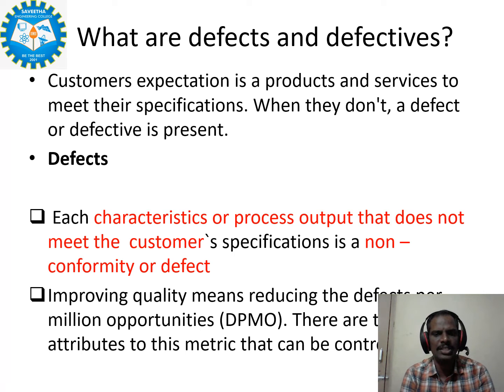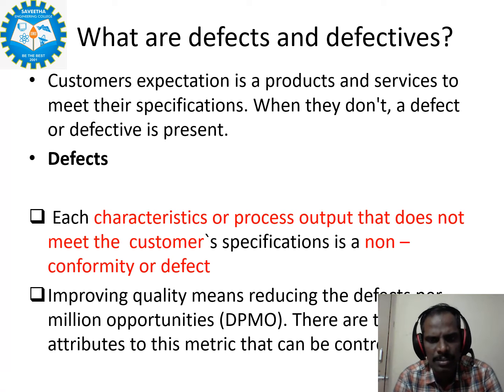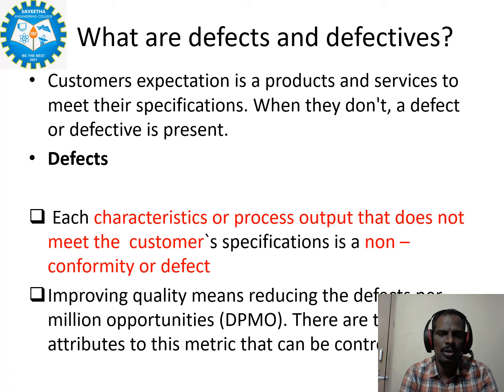A defect is each characteristic or process output that does not meet the customer specification, which is also called non-conformity or defect. Improving quality means reducing the defects per million opportunities, DPMO. So there are attributes to this metric that can be controlled.